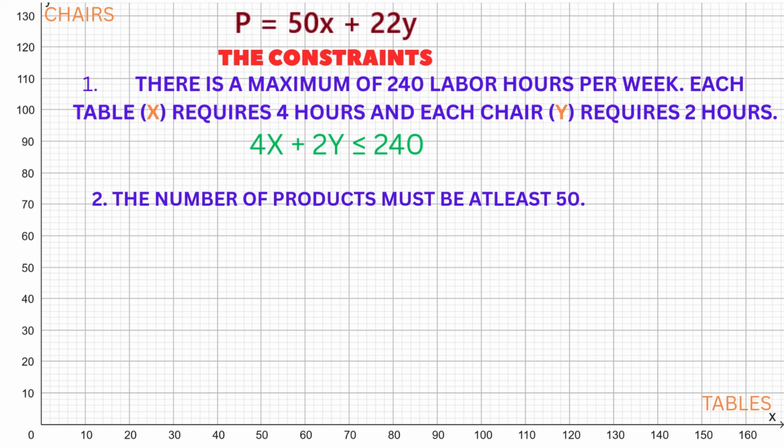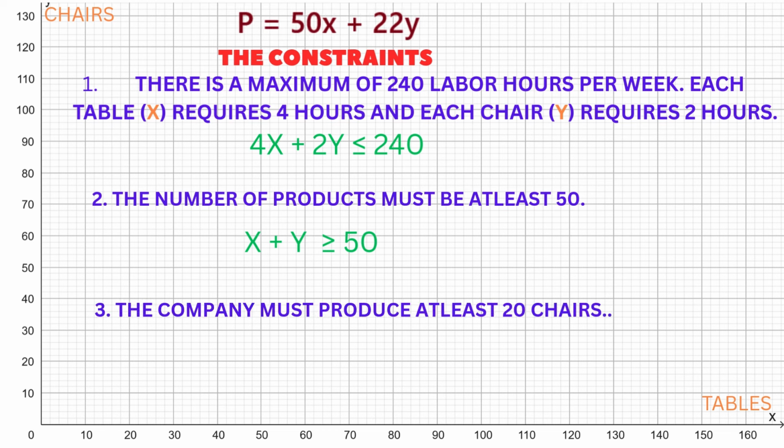Due to customer demands, you need to make at least 50 products in total. This means that the minimum number of tables and chairs combined is 50. This constraint is represented by x plus y greater than or equal to 50. The company must produce a minimum of 20 chairs. This constraint is represented by the inequality y greater than or equal to 20.